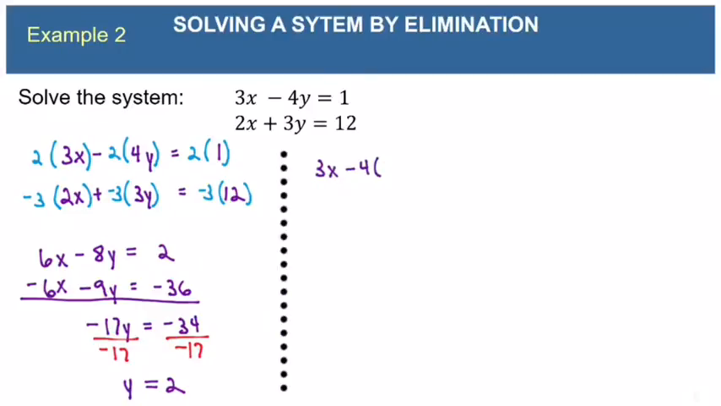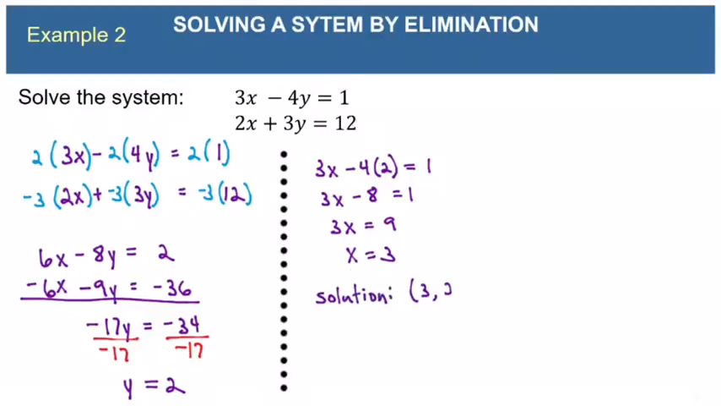So I'm going to choose the top one. So I'm going to say 3x minus 4 times y, which now I know that y is 2. So 3x minus 4 times 2 equals 1. Now 4 times 2 is 8, so I have 3x minus 8 equals 1. Add 8 to both sides and divide both sides by 3, and we find out that x is 3. So our solution is 3, 2. And again, remember that it always has to go x, y. It doesn't matter which number you found first, but when you give your solution, the x always has to come first and the y comes second.